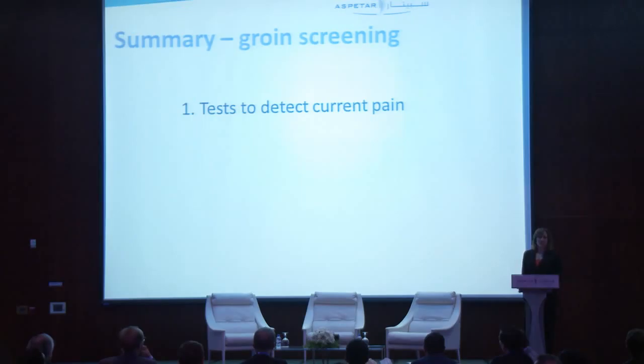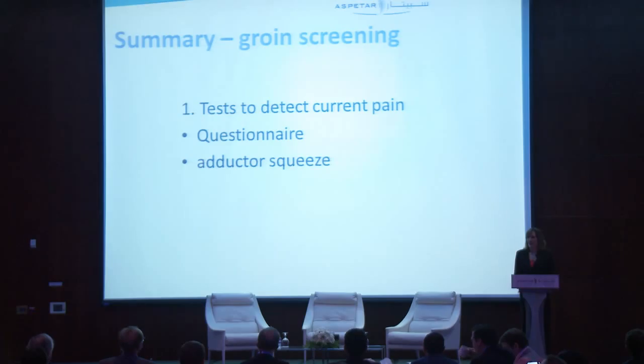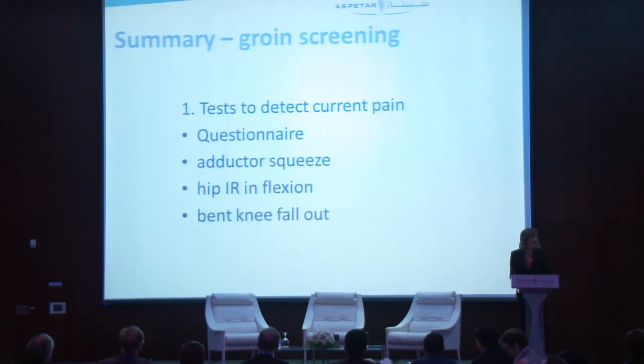So to summarise what we found from groin screening, I've talked to you about some tests to detect current pain. So I highly recommend the Hagos questionnaire or some form of patient-reported outcome measure. The adductor squeeze test, hip internal rotation in flexion, and the bent knee fall-out test. So these are all good tests to include in a groin screen where you're looking to detect current symptoms.